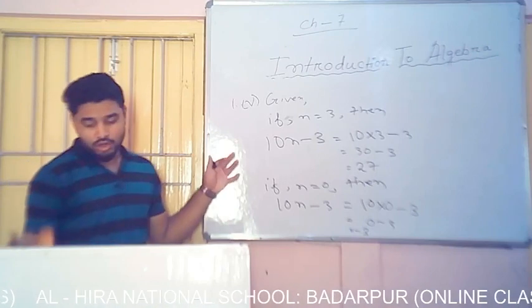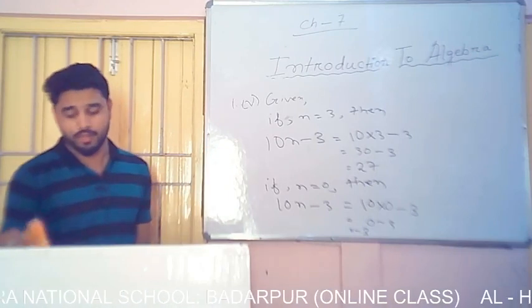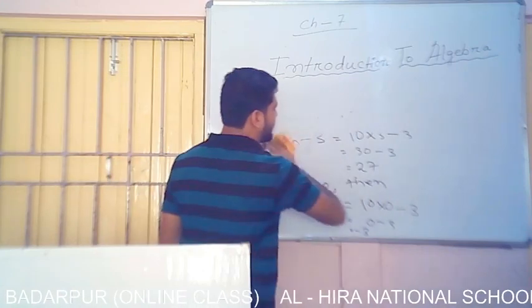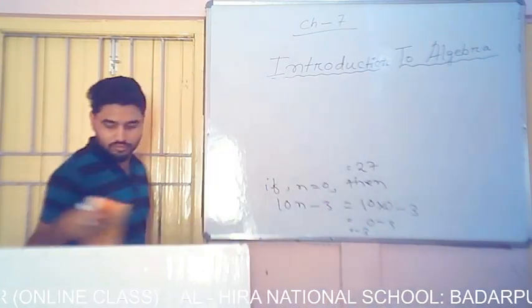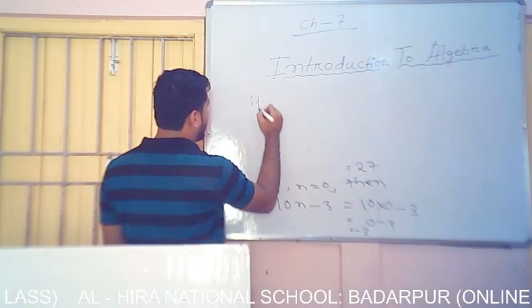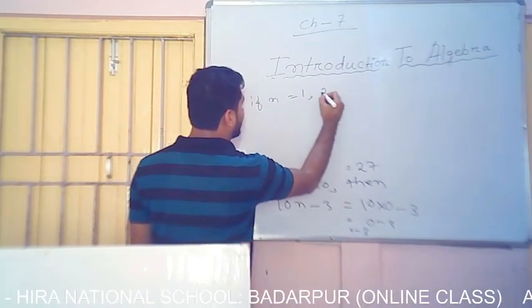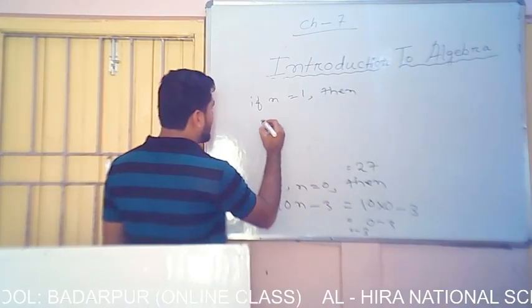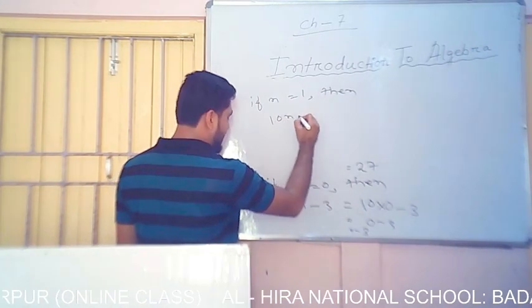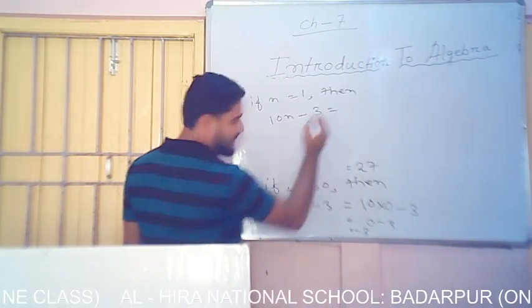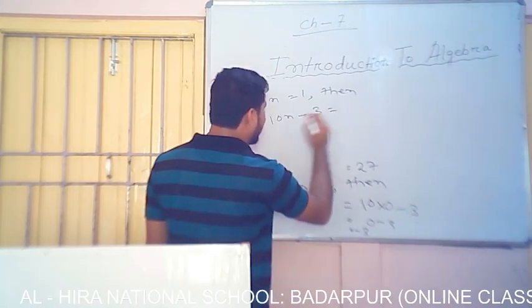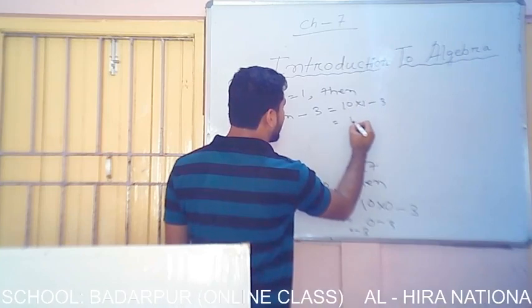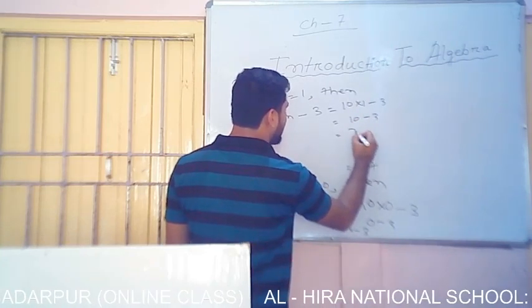Now we will do for n equals 1. If n equals 1, then 10n minus 3 equals 10 into 1 minus 3. That means 10 into 1 means 10, minus 3, that means 7.